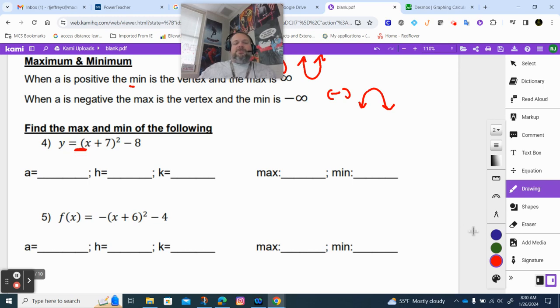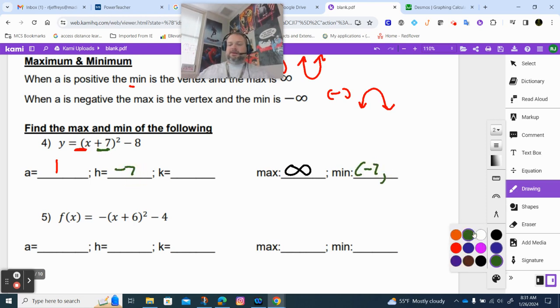Okay, so let's look at this. What is our A value right here? 1. Is it positive? Yes. That means our max is infinity. And if you can't do the infinity sign, turn your paper sideways, write an 8, and then turn it back. Now, our min, or well, let's go back. Our H is -7. That means it goes here. Then our K is -8. It goes here.